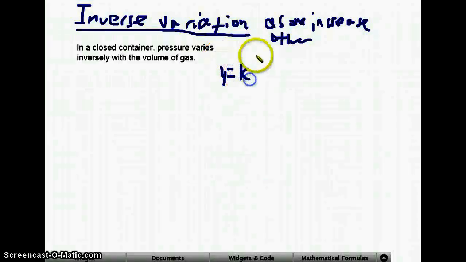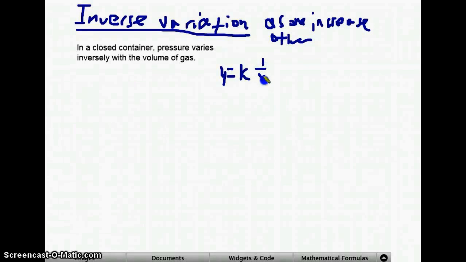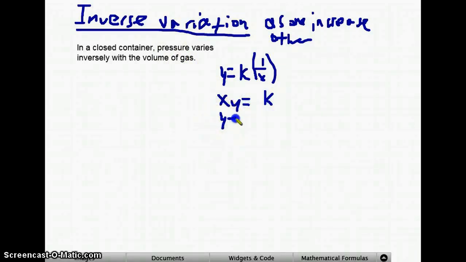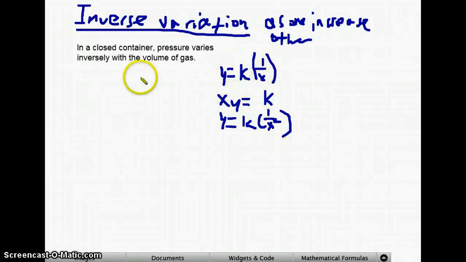With this, we're going to do the same things we did with direct variation, except the formula is very different. It's y equals k (1 over x), and can be xy equals k, as well as y equals k (1 over x squared), depending on what you get. So we're going to follow the same process that we had for direct variation.